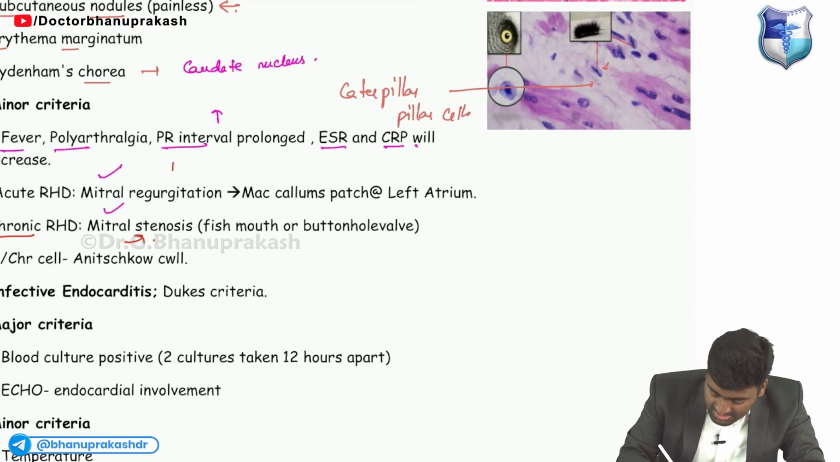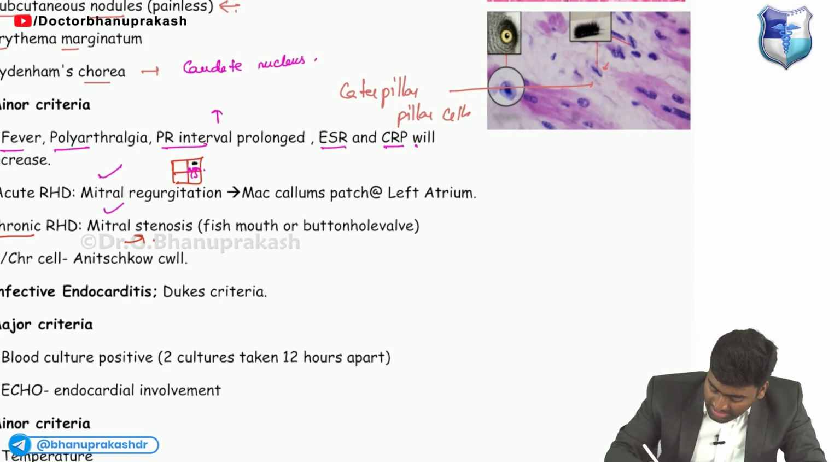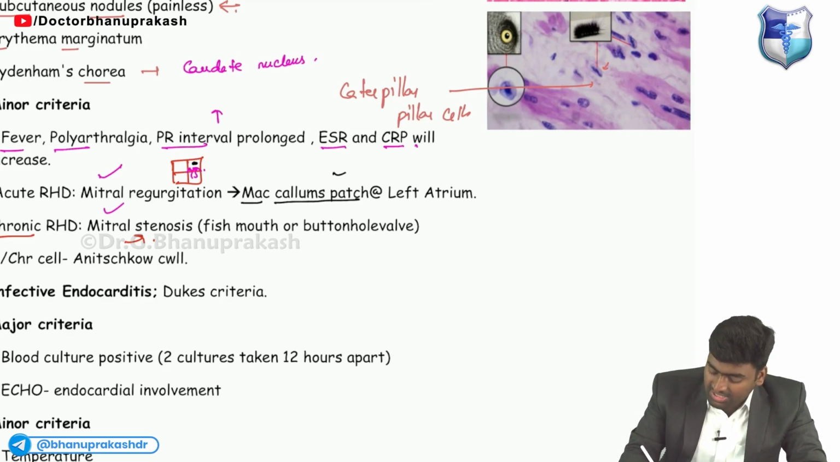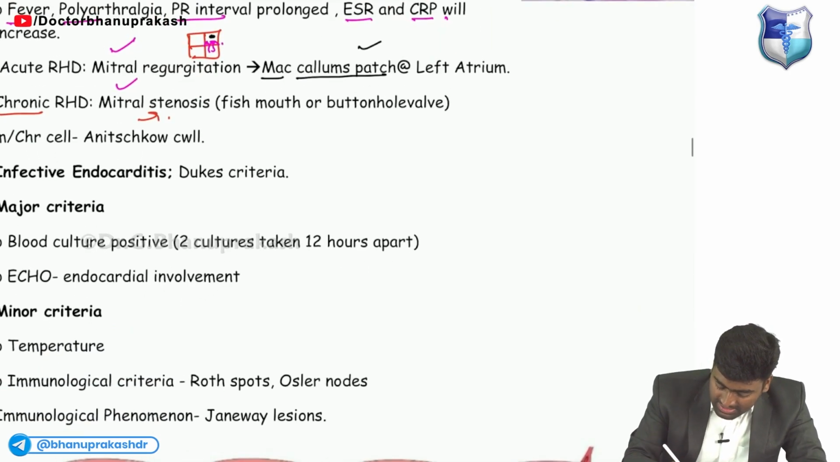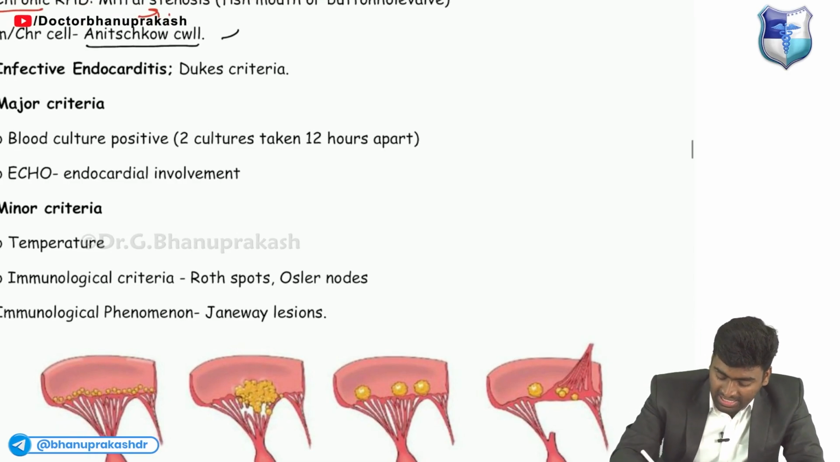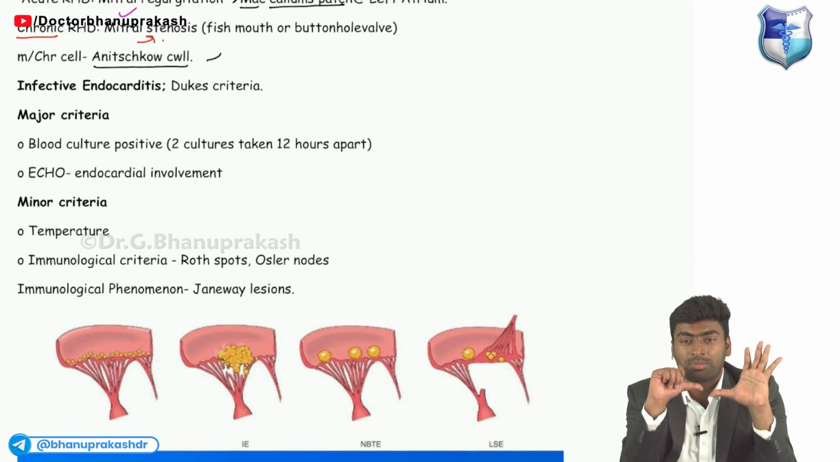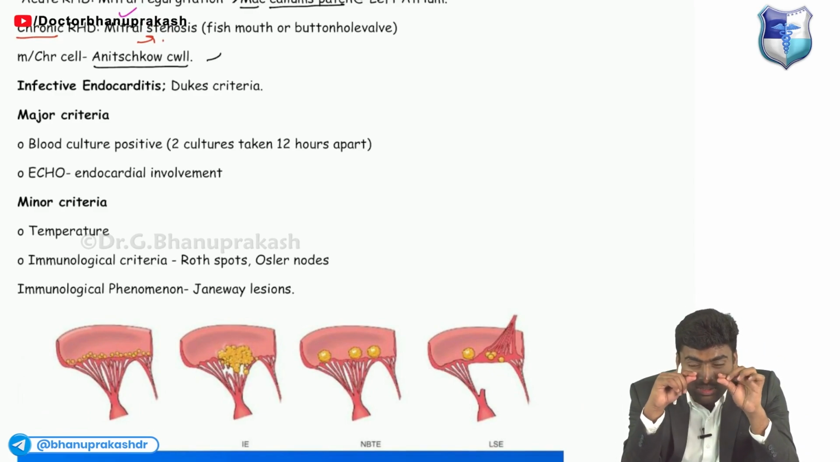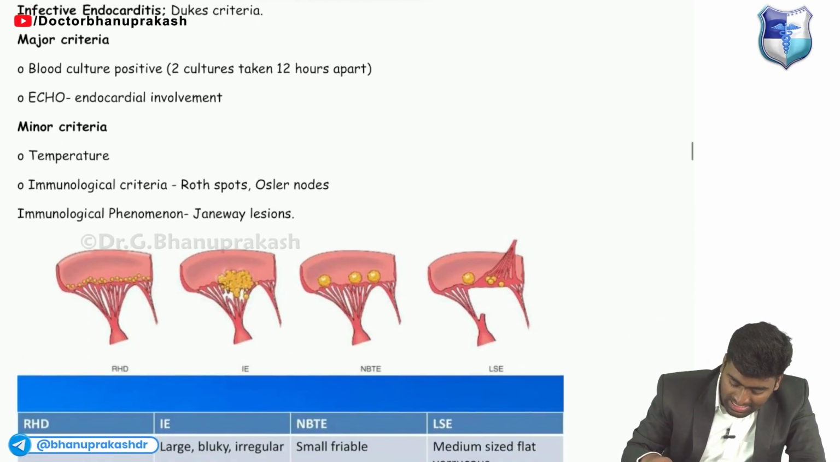And we know when there is mitral regurgitation, the blood will come back. When the blood is coming back, it will cause a lesion over the left atrium. It is known as MacCallum's patch. Fine. Then here you will be able to see a cell known as Aschoff cells. Then about infective endocarditis, there will be a fish mouth valve as well. When there is mitral stenosis, a small opening will be left. That is known as fish mouth or buttonhole valve.